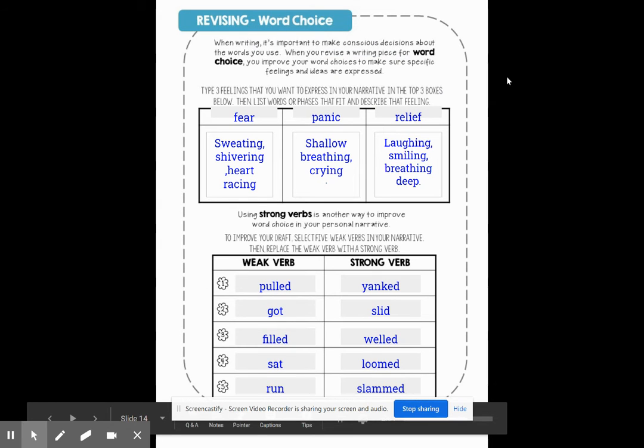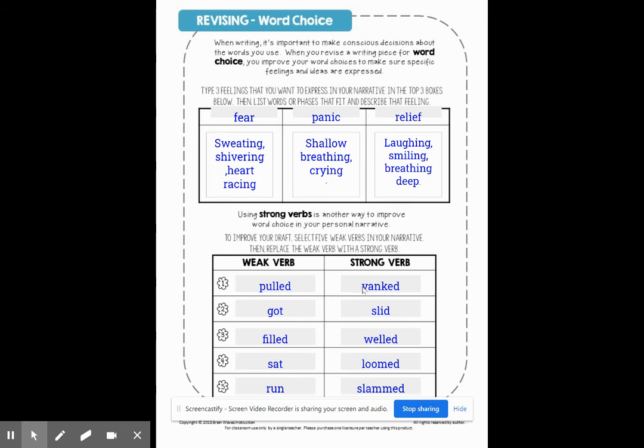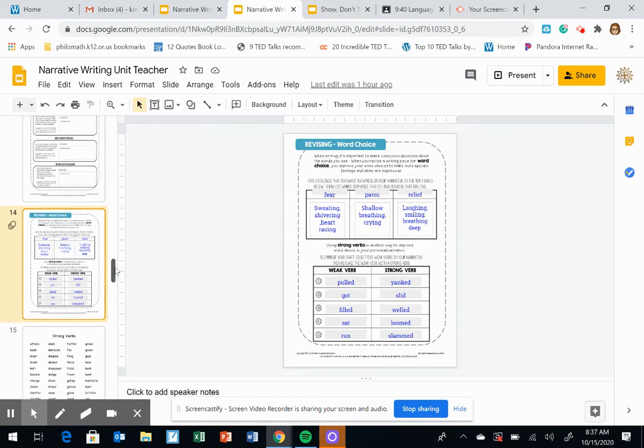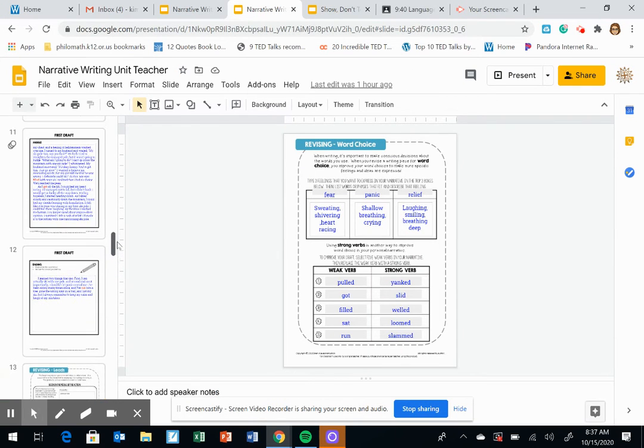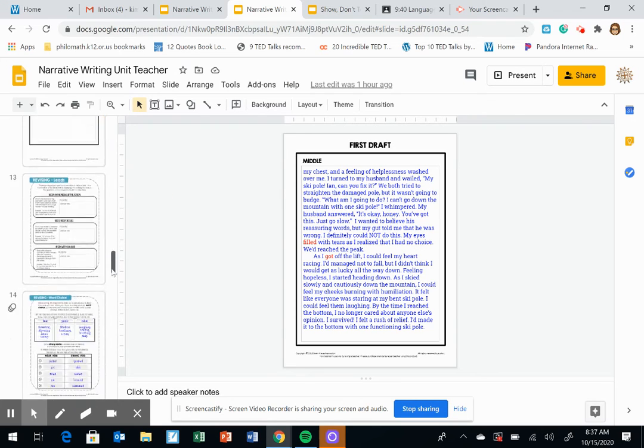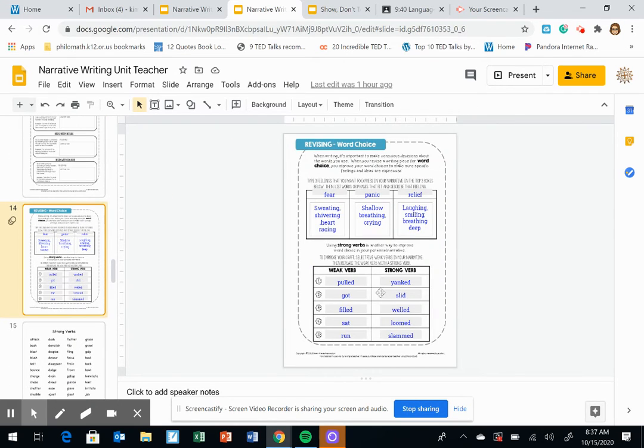Oops. All right. So I pulled up my ski pole. I could say I yanked up my ski pole. When I said "got," if you'll look at the "got" here, let me show you guys that. Try to find my "got" again. There it is. So right here it says, as I got off the lift. Instead of saying that, I could say as I slid off the lift.